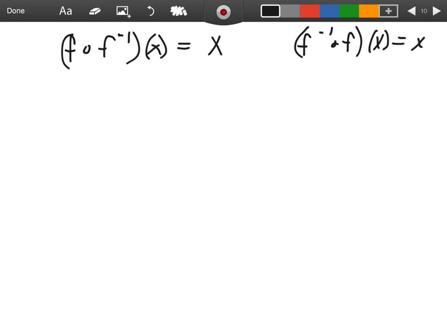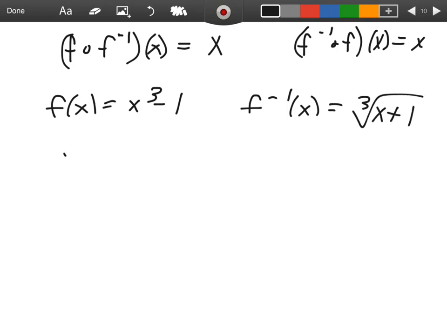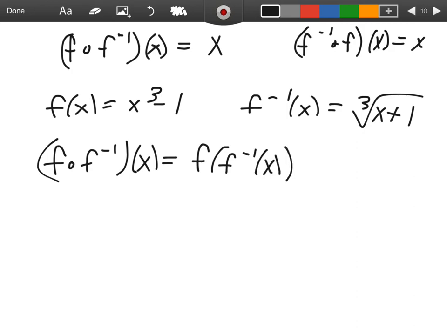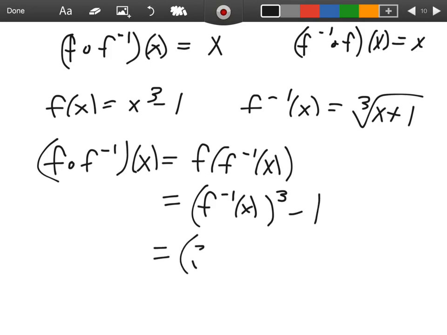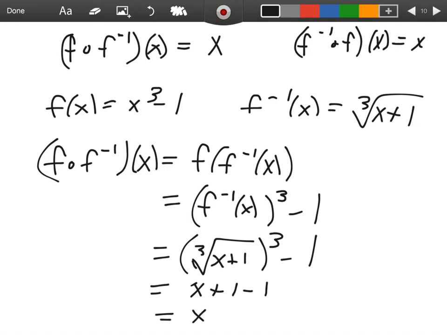So if we take one of our examples, let's say f of x was x to the third minus 1, and f inverse of x was the cube root of x plus 1. If I find f composed of f inverse, that is going to be f of f inverse of x. So that is going to be f inverse of x cubed minus 1, the cube root of x plus 1 cubed minus 1, x plus 1 minus 1, or just x.